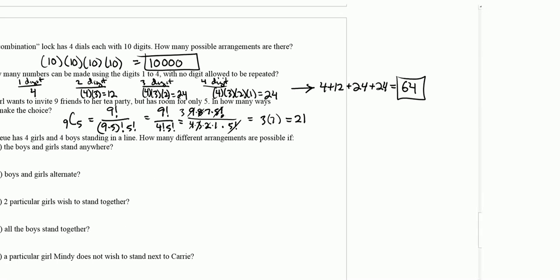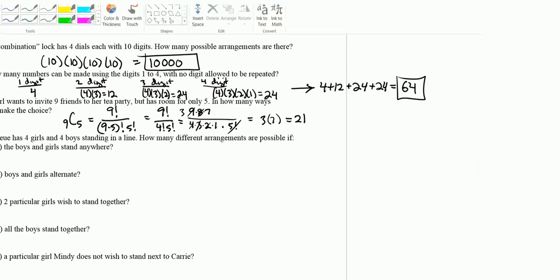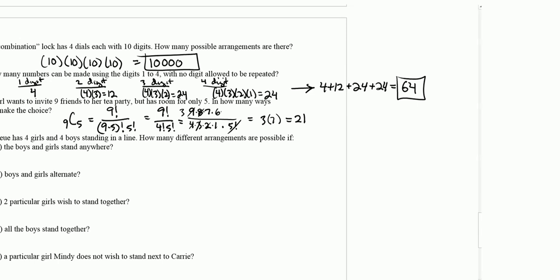But I'm noticing I missed my 6 in this fraction here, so I need to fix this. Should be 9 times 8 times 7 times 6 times 5 factorial. And so actually we get 3 times 7 times 6. And that's more than 21. It's actually going to be 126. So there's 126 ways she can make that choice.